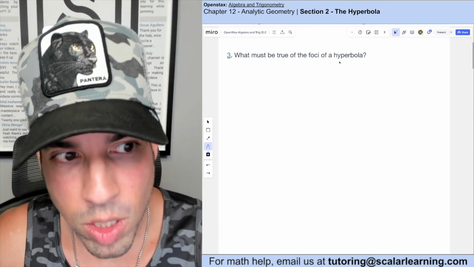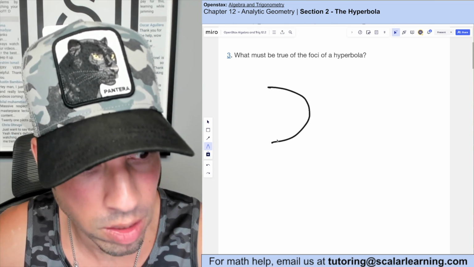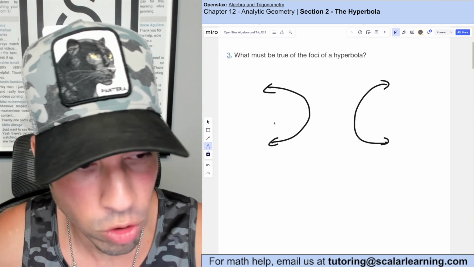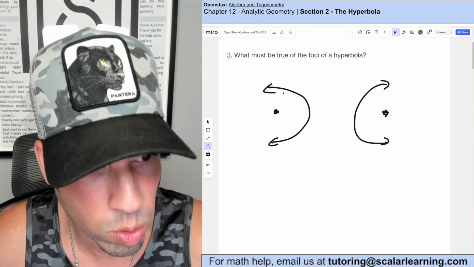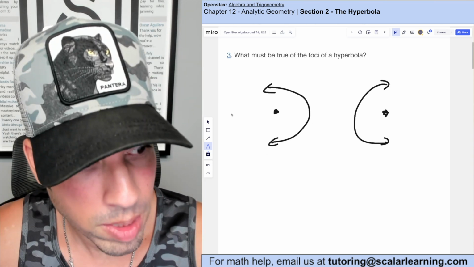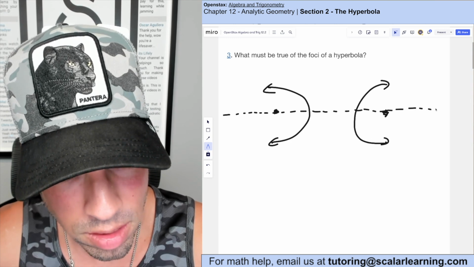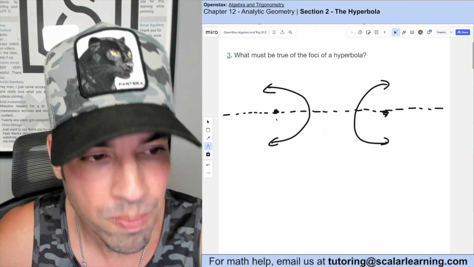Done. What must be true of the foci of a hyperbola? That's a little bit of an open-ended question, but one thing we can say for sure is the foci have to be on the interior. The hyperbola has to open up around the foci. The other element is that they must lie on this transverse axis, this axis coming right across. That's going to be the axis of symmetry for the hyperbola. So that's how you do it.